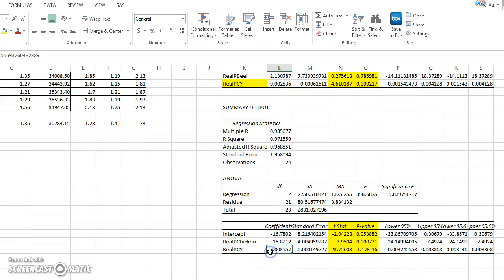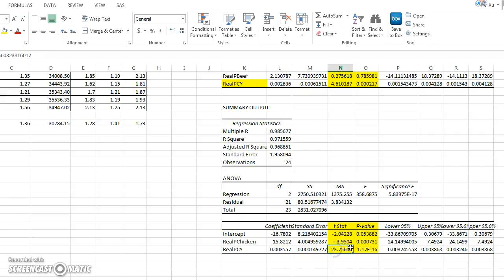Okay, so let's look at our real per capita income. It's a positive coefficient. That means when the real income goes up by $1, my income is in dollars. When real income goes up by $1, people would be willing to pay 0.3 cents to purchase a pound of chicken. So it's less than 1 cent. So income does have a positive impact on the per capita consumption of chicken, but the impact is very tiny.